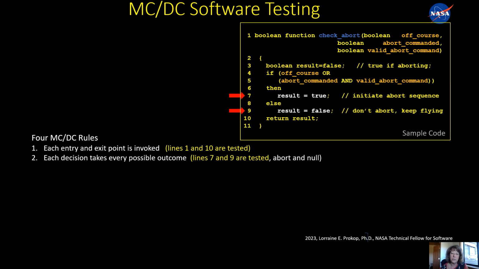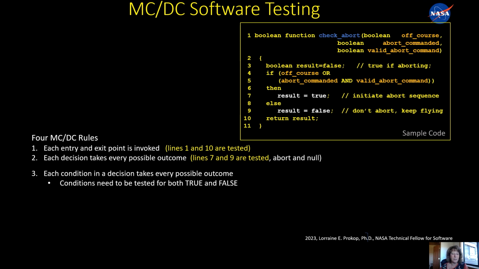The second rule is that each decision takes every possible outcome. So the outcomes of the decision here are what's after the then and what's after the else, and I have the red lines pointing to them. So you have to test abort and not abort, or true and false. The third rule is that each condition takes every possible outcome. What that means is that each of the conditions in orange have to be tested to have a value of true and false. And fourth, each condition in a decision is shown to independently affect the outcome.